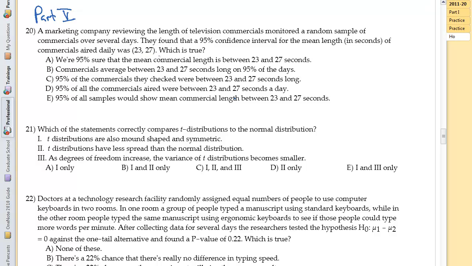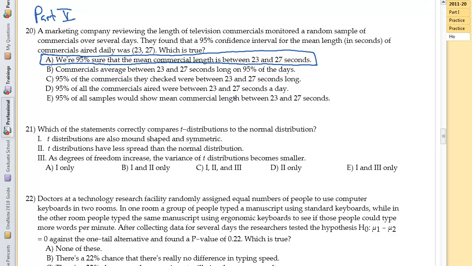Which is true? Okay, so we're 95% sure that the mean commercial length, this is our model sentence, right? So 20 is A. All of the rest of them do not follow the model sentence, and so all the rest of them are wrong. Okay?